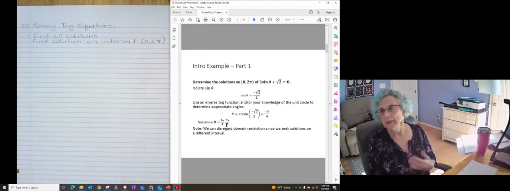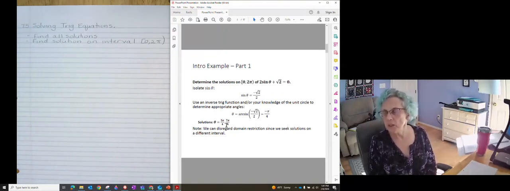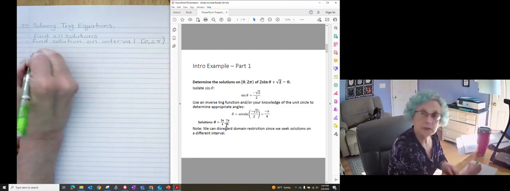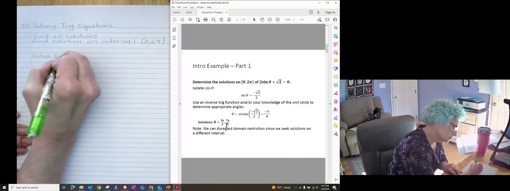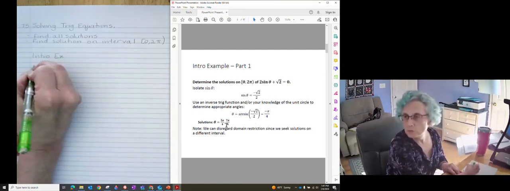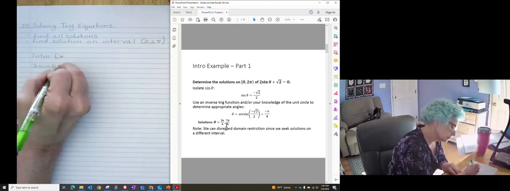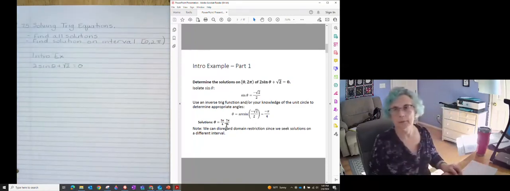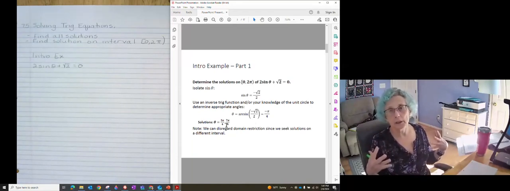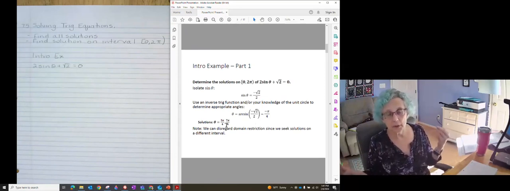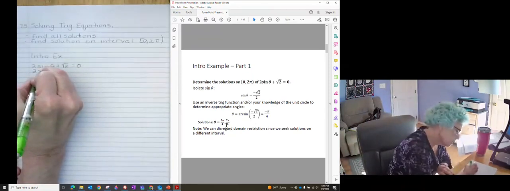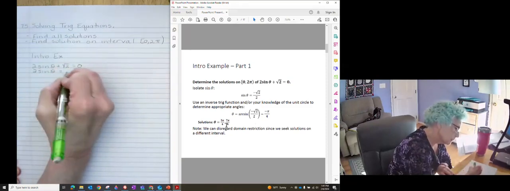So, intro example. Determine solutions on the interval from 0 to 2 pi of 2 sine theta plus the square root of 2 is 0. So first thing we would do is write it down. So 2 sine theta plus the square root of 2 is equal to 0. Just like a linear equation, if you had 2x plus 3 equals 0, the first thing you would do is to subtract from each side.